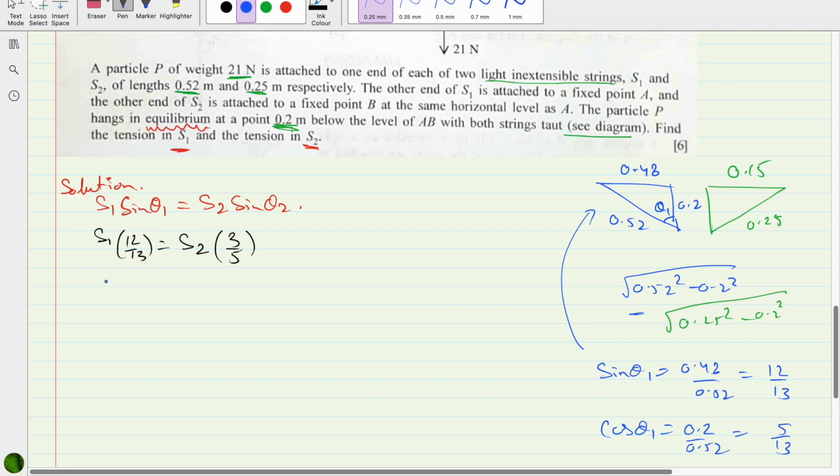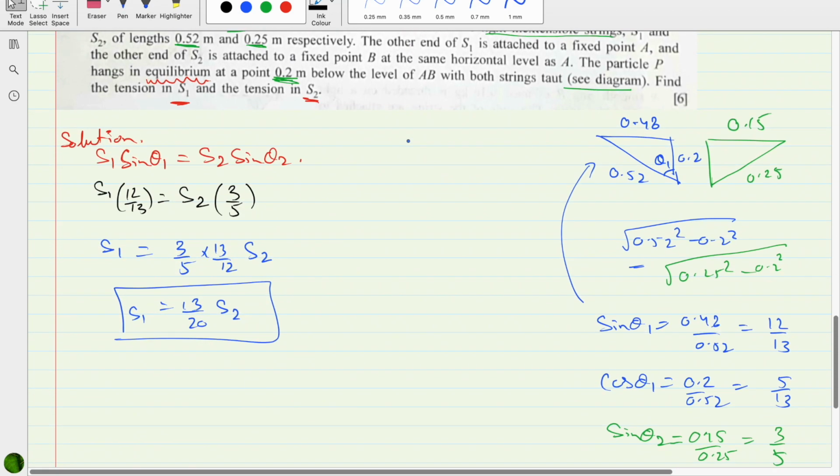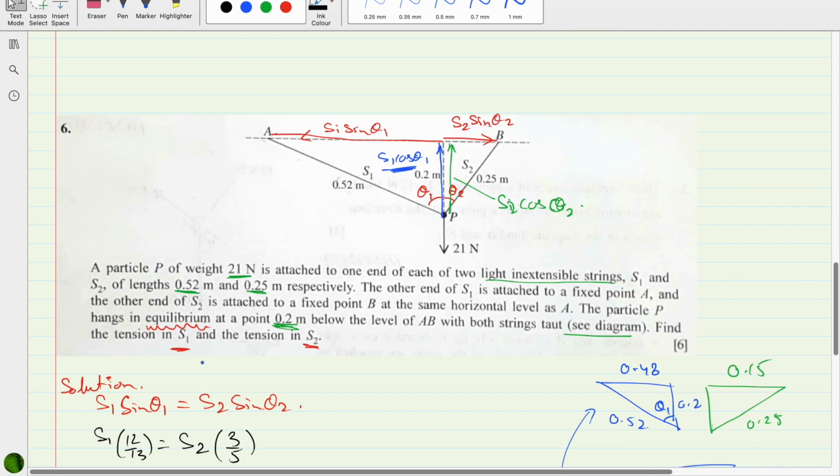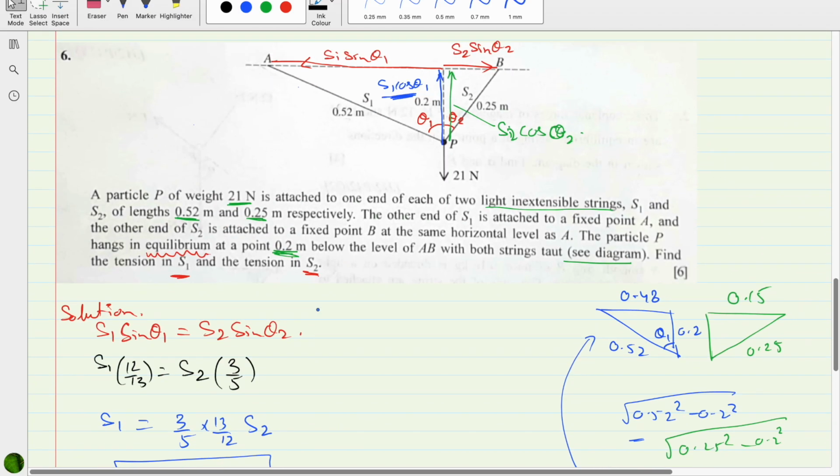So making any one of these as subject, S1 is equal to 3 by 5 into 13 by 12 of S2. That makes it 13 by 20 S2. This is S1. Now I'm making another equation using the vertical forces only, which is S1 cos theta 1, that is upwards, and this force S2 cos theta 2 again upwards is equal to the only downward force, which is 21.